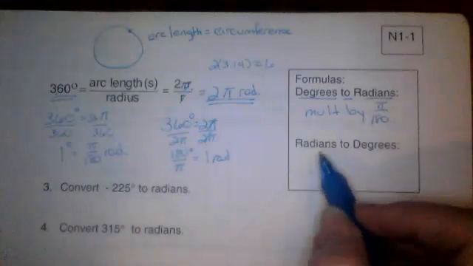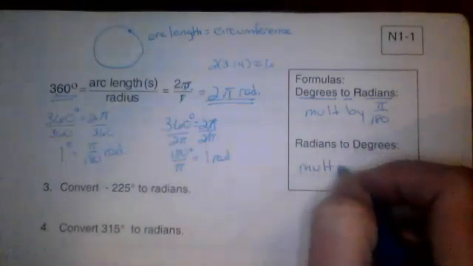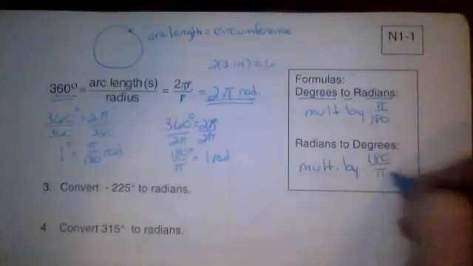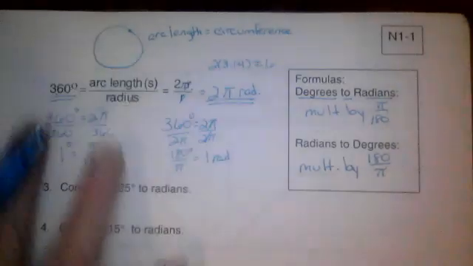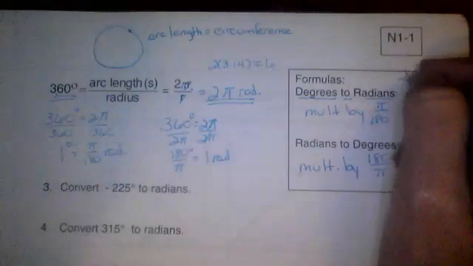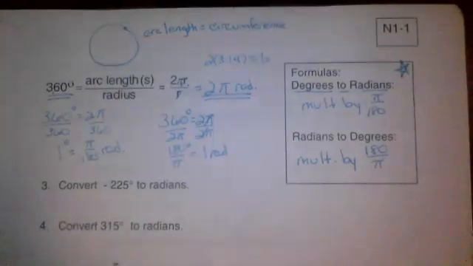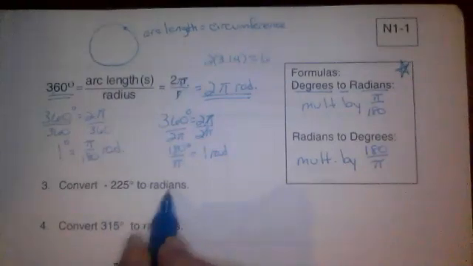So if I want to switch from radians to degrees, I need to multiply by 180 over pi. So if you didn't follow all of this, then this table, this chart right here, is what you're going to need to know to be able to convert from degrees to radians and radians to degrees. So let's take a look at these problems down here. We want to convert degrees to radians here.